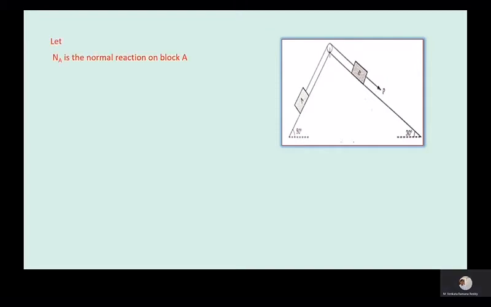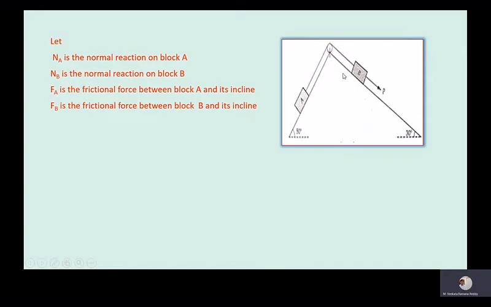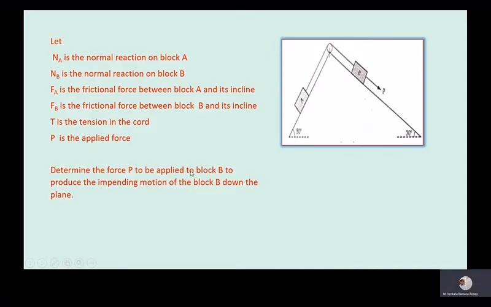Let Na be the normal reaction on block A, Nb the normal reaction on block B, Fa the frictional force between block A and its incline, and Fb the frictional force between block B and its incline. T is the tension in the cord and we have to find the applied force P. Determine the force P to be applied to block B to produce the impending motion of block B down the plane. Next step is drawing FBD for blocks.